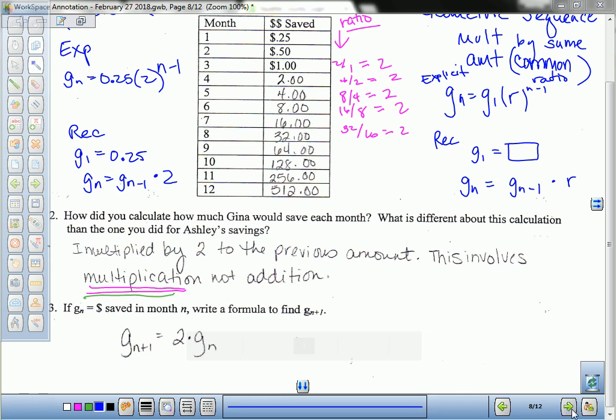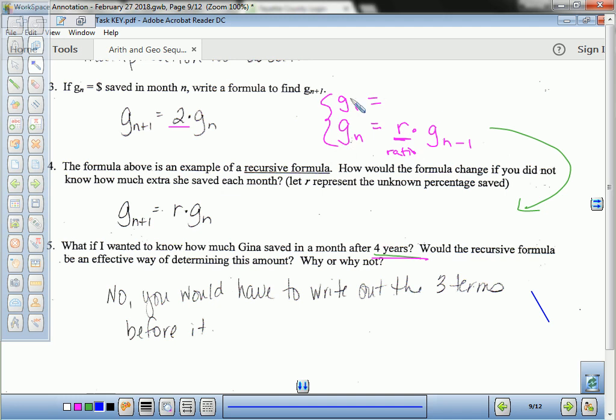Okay. So this is what we just talked about. If you already wrote it down, you don't need to write it down again. We did that.